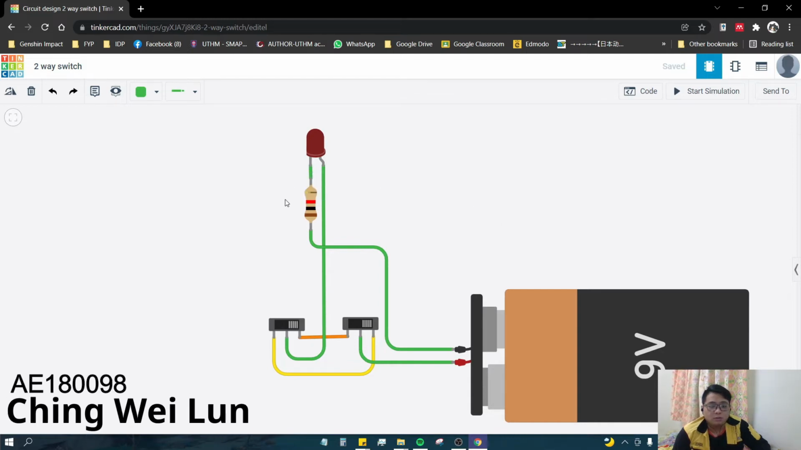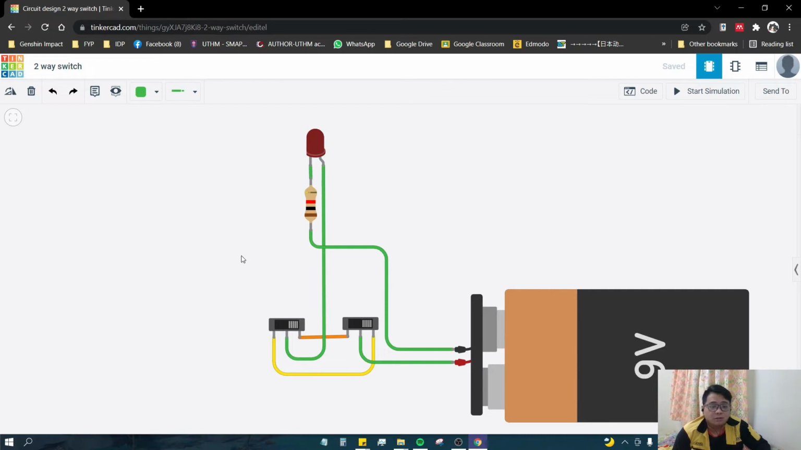Now I will show the working principle of the two-way switch by using simulation software. So this is the two-way switch circuit. There are two switches here, and this battery as the power source, and the output will be the LED. By theory, to turn on this LED, we can either turn it on using this switch or this switch. With any switch we can turn on or turn off this LED.